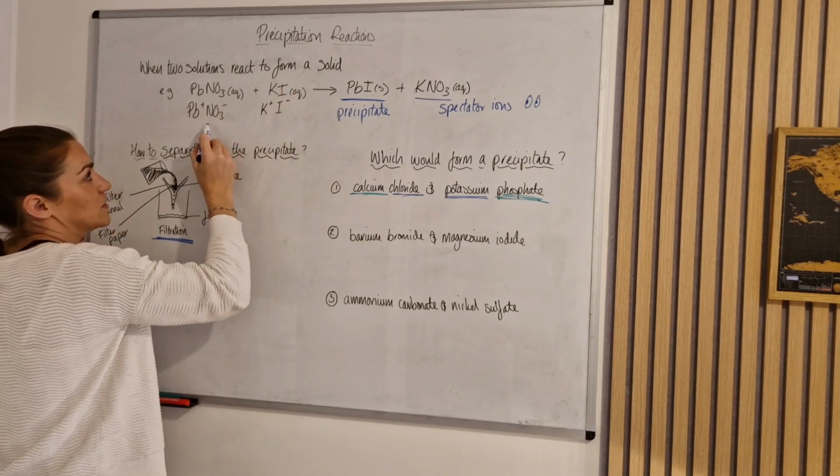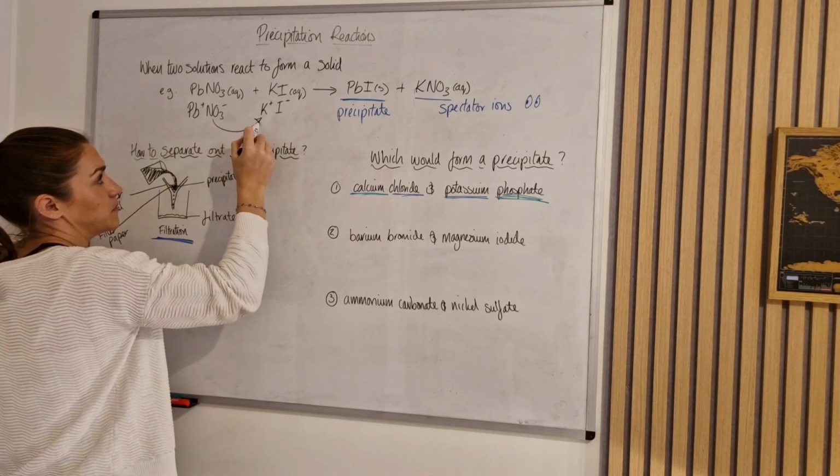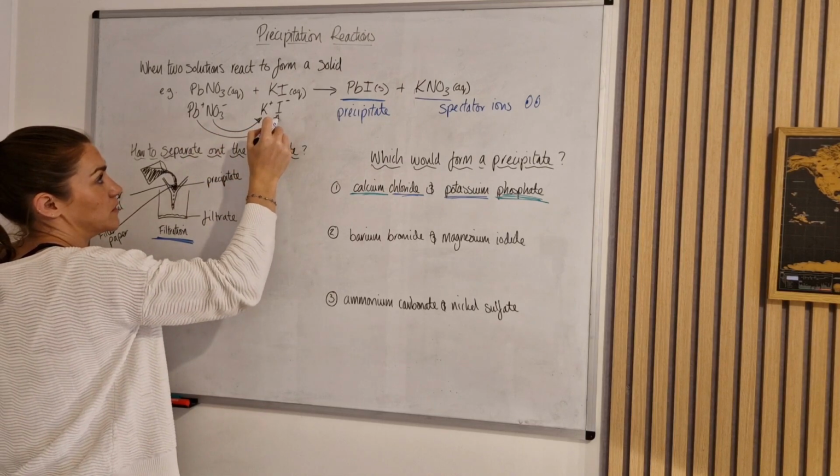So what's happening in the reaction is the nitrate decides to pair up with the potassium, and the lead just pairs up with the iodide.